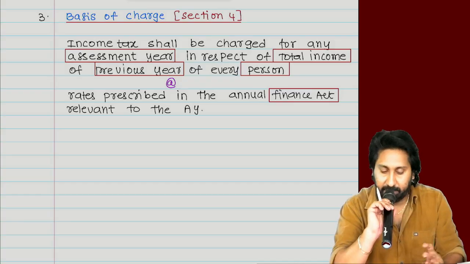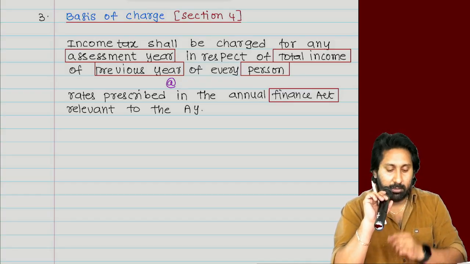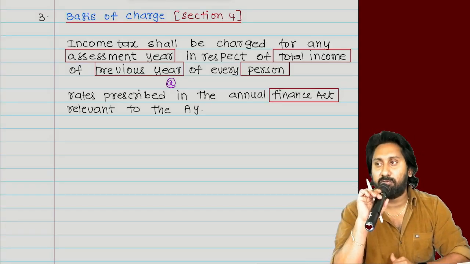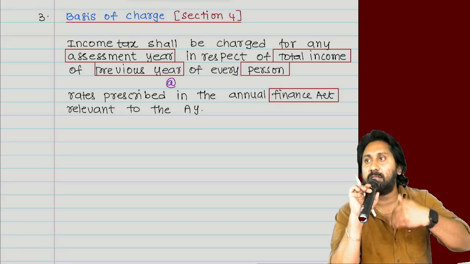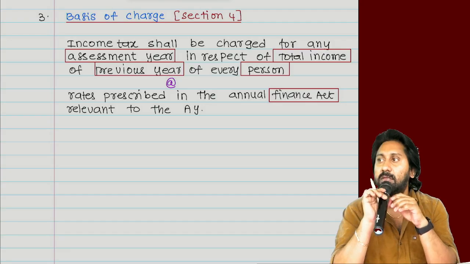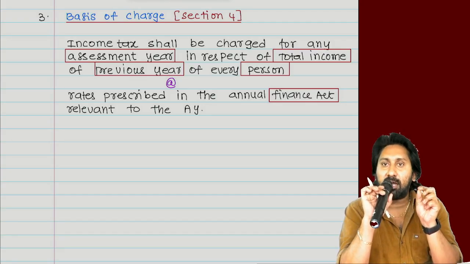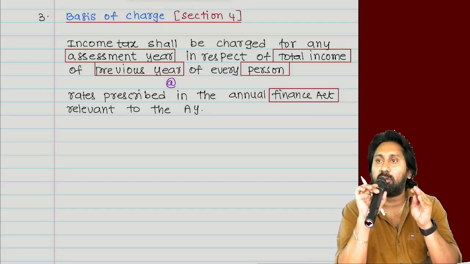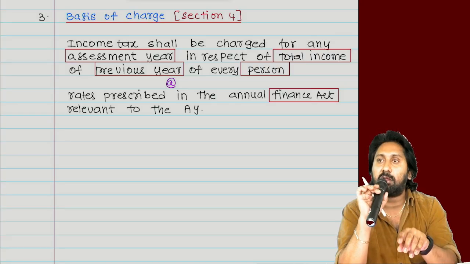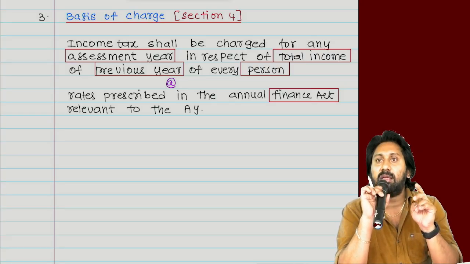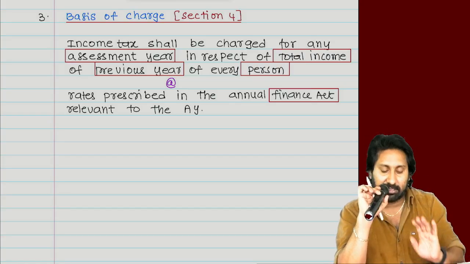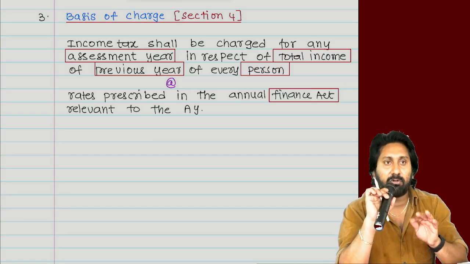So let us continue the basis of charge. Before the break, we did a good analysis of Section 4, basis of charge. Repeat the answer: what is the basis of charge of income tax? Income tax shall be charged for any assessment year in respect of the total income of the previous year of every person at the rates prescribed in the annual Finance Act relevant to that assessment year. Okay, this is what we discussed.